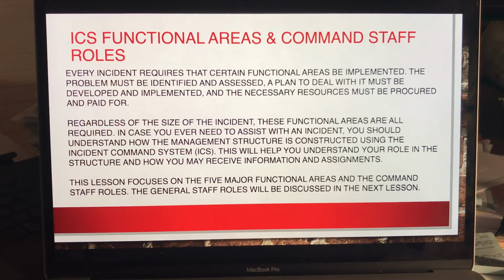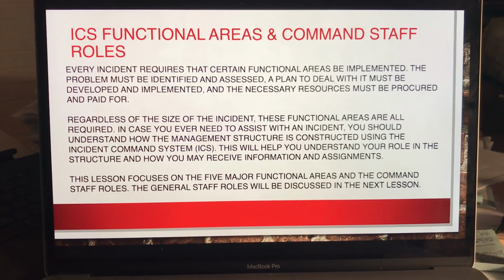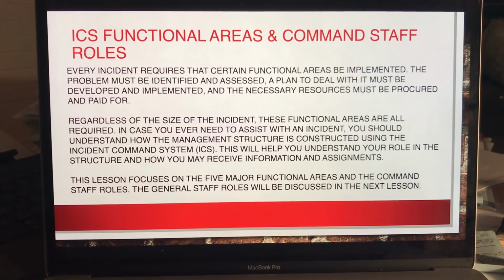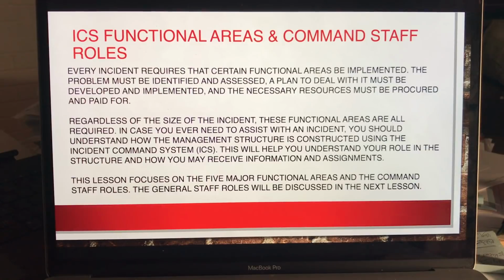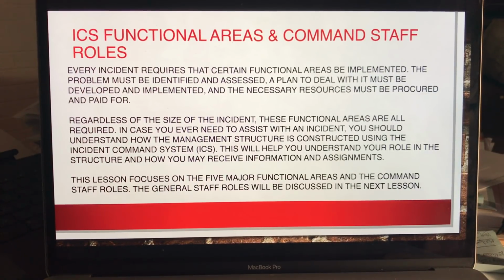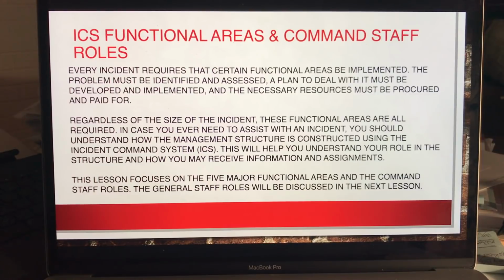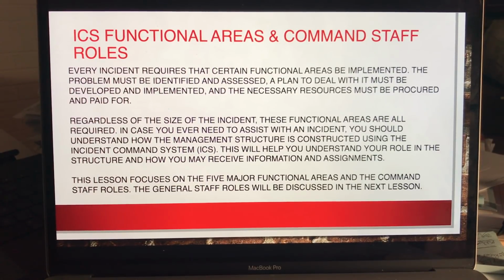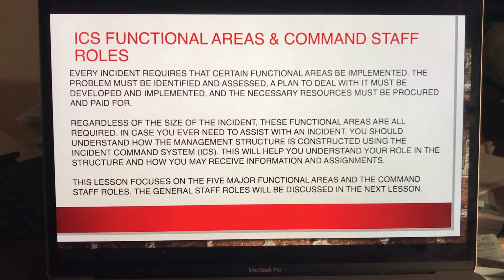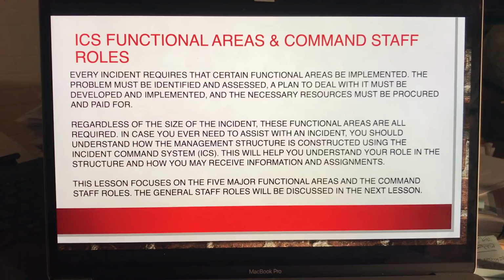In case you ever need to assist with an incident, you should understand how the management structure is constructed using the incident command system. This will help you understand your role in the structure and how you may receive information and assignments. This lesson focuses on 5 major functional areas and the command staff roles. The general staff roles will be covered in the next lesson.